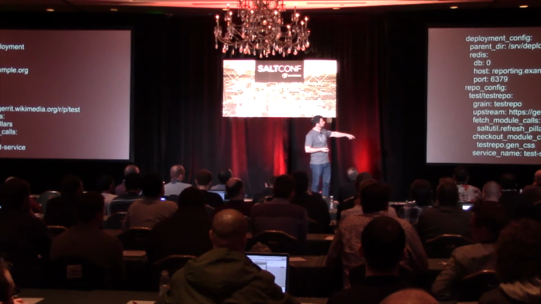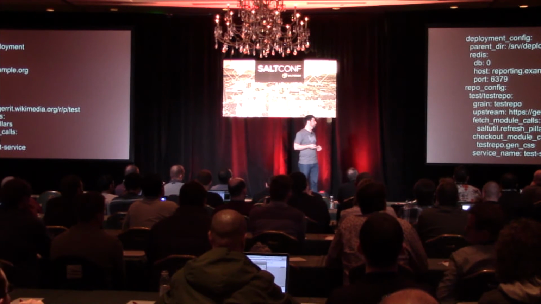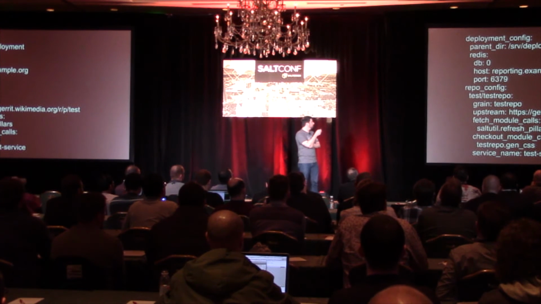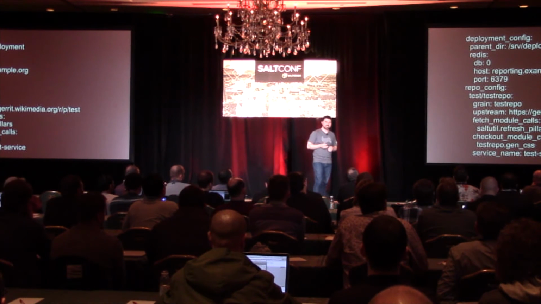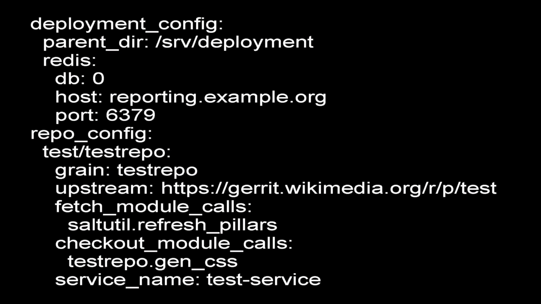And then you have repo-specific configuration. In this situation, we have a test repo. It's being targeted via grain, which is test repo. It also says what its upstream is. So in this case, it's pulling straight from our Gerrit server. This is not actually how we run in production. This is just an example. And so that's where its code is actually coming from.